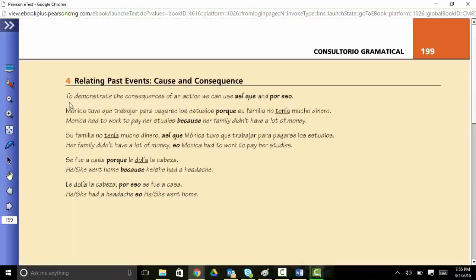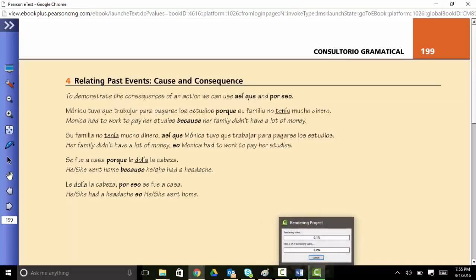Okay. To demonstrate the consequences of an action, we can use... Okay, so this is still not preterite or imperfect, so we will stop here. And let me pull up some more stuff for you guys to look at.